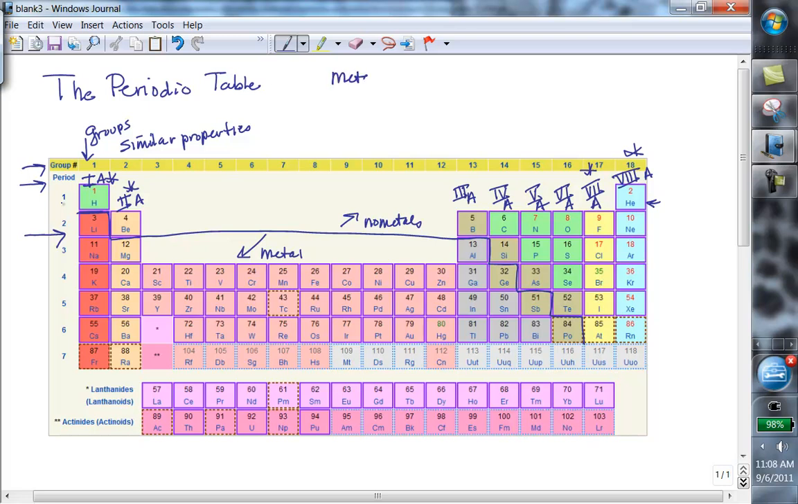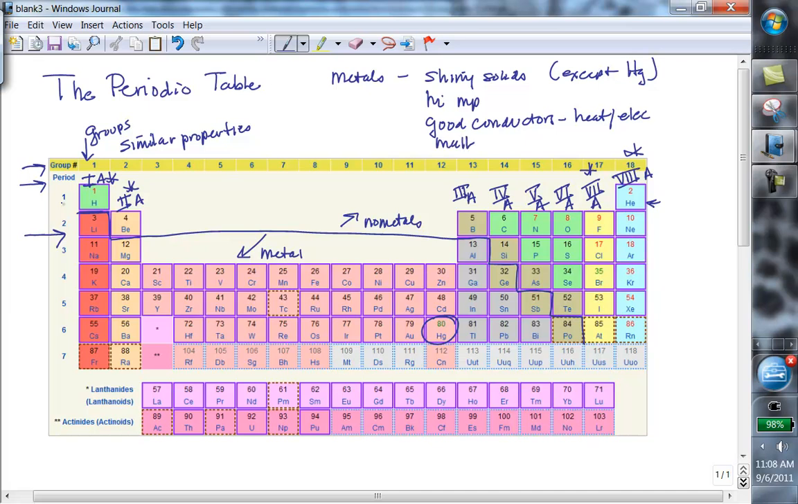And for metals, the properties that you will see is that they are shiny solids, and there is one exception to that, and that is mercury, which is a liquid. It's a shiny liquid. They tend to have high melting points. Of course, mercury is an exception to that. They are good conductors, and they're good conductors of heat and electricity.